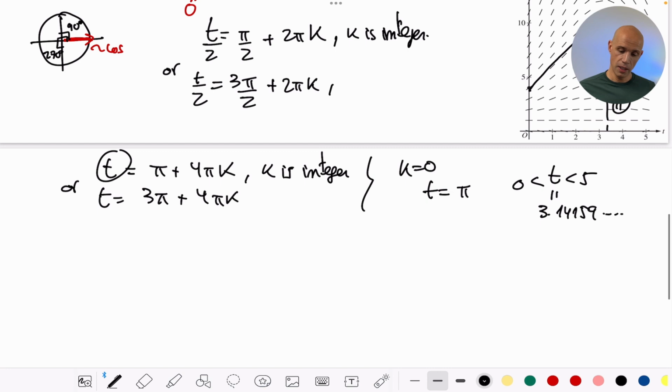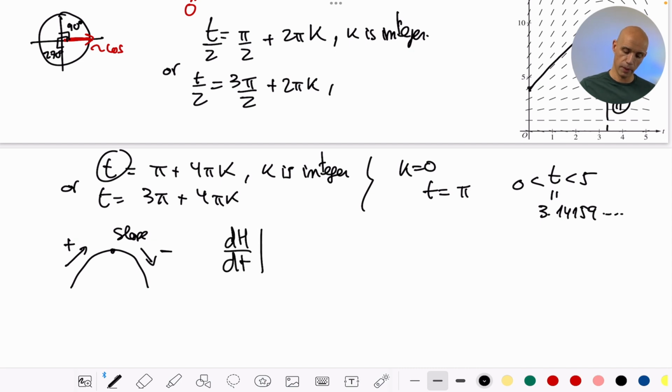That's where we are. So, let's prove that this is a maximum. There are two ways. Either you compute the second derivative, if you can, or you use the first derivative. Let's see what happens with the first derivative. We think that this is a maximum. So before the maximum, the slope is positive, and after the maximum, the slope is negative, right? So we should prove that dh/dt before pi is positive and after pi is negative.